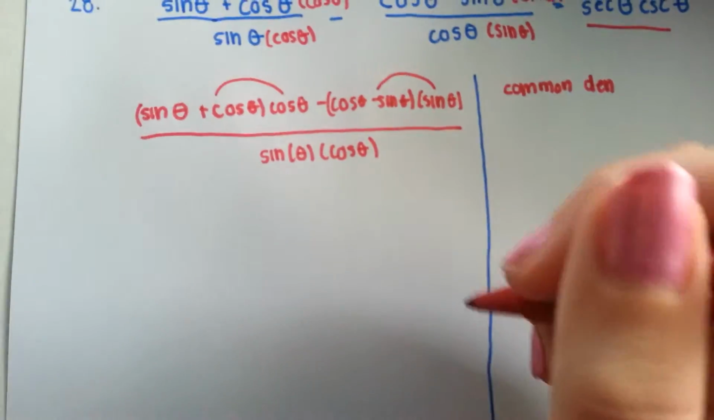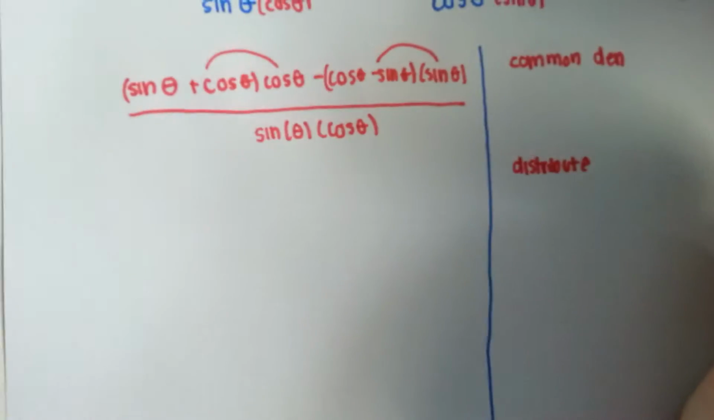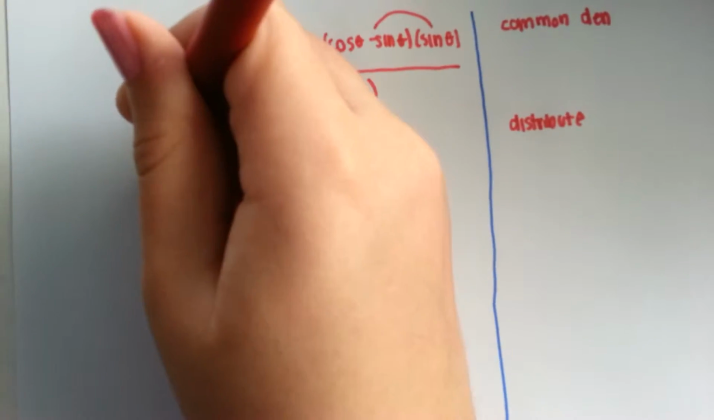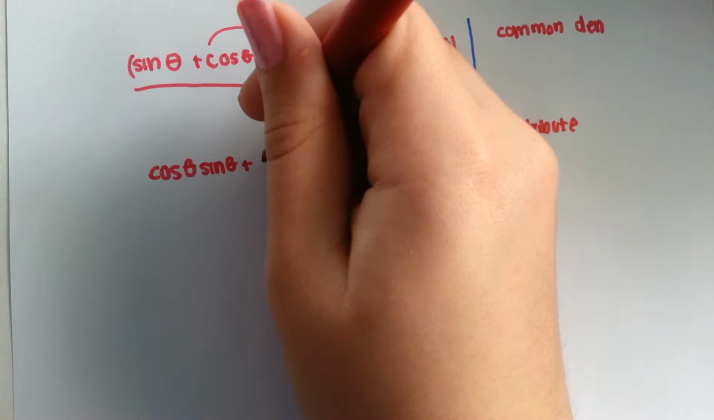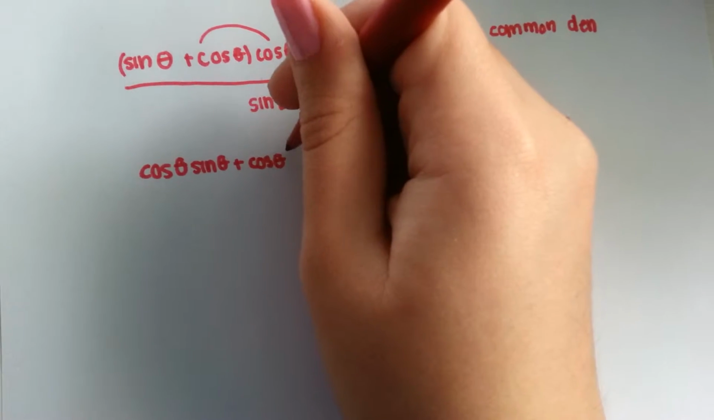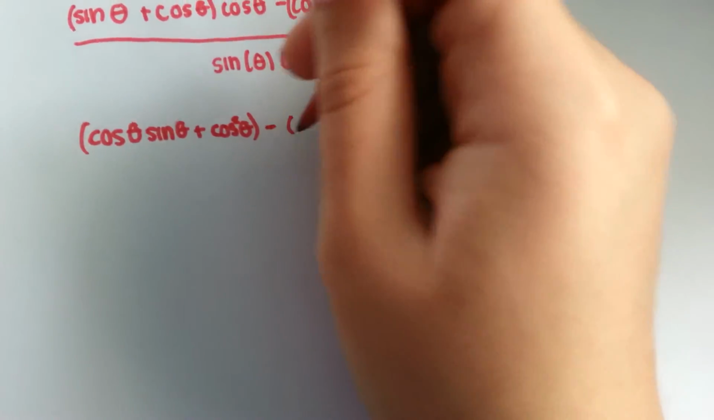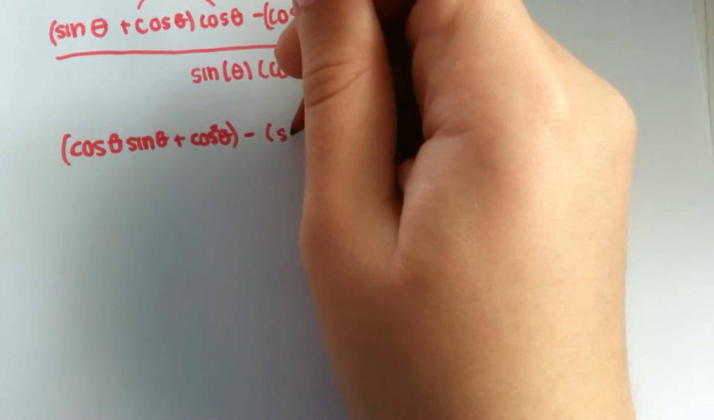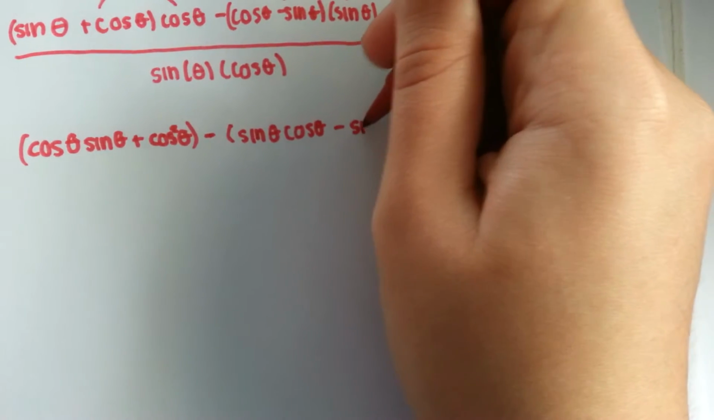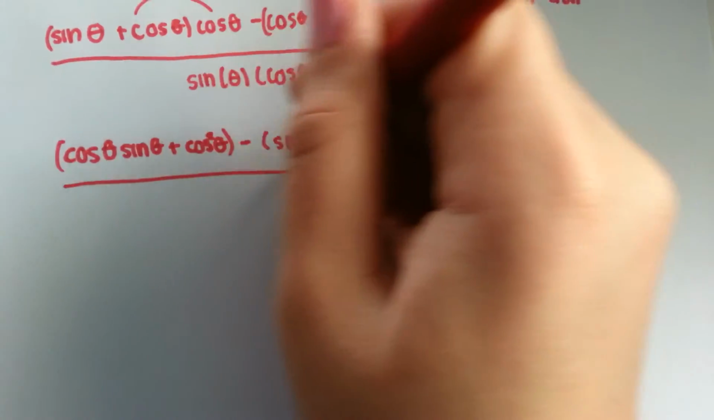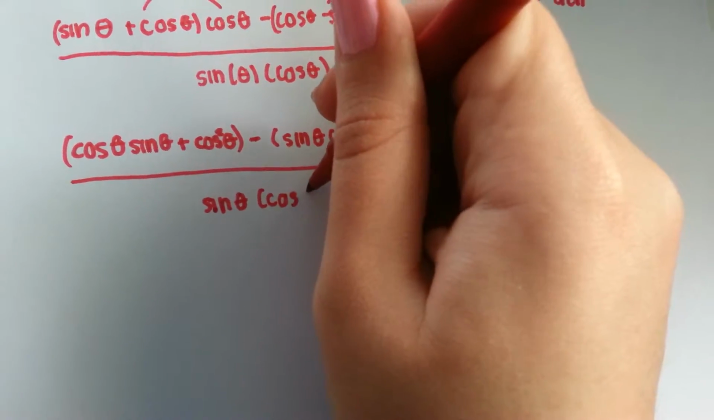Alright, so now what we have to do is distribute the sine into this and the cosine into this. So we're going to distribute, and we're going to have cosine of theta times sine of theta plus cosine of theta squared, cosine squared theta, minus, now we're going to distribute the sine, so we're going to have sine of theta times cosine of theta minus sine squared of theta, all over sine of theta times cosine of theta.